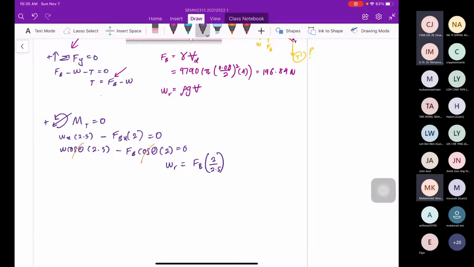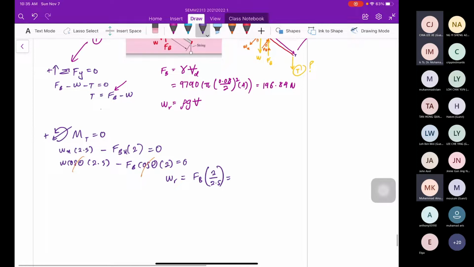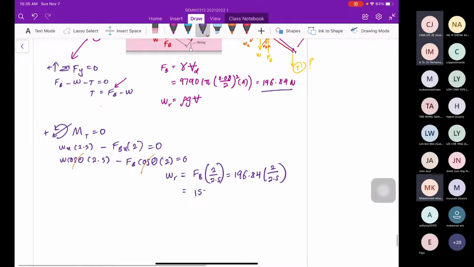So, what is the value of FB? FB we discover it is 196.84 multiply with 2 over 2.5. So, the weight of the rod, basically, let me use my calculator. 196.84 multiply with 2 divide with 2.5. It is 157.472 Newton. So we can directly substitute in this equation.